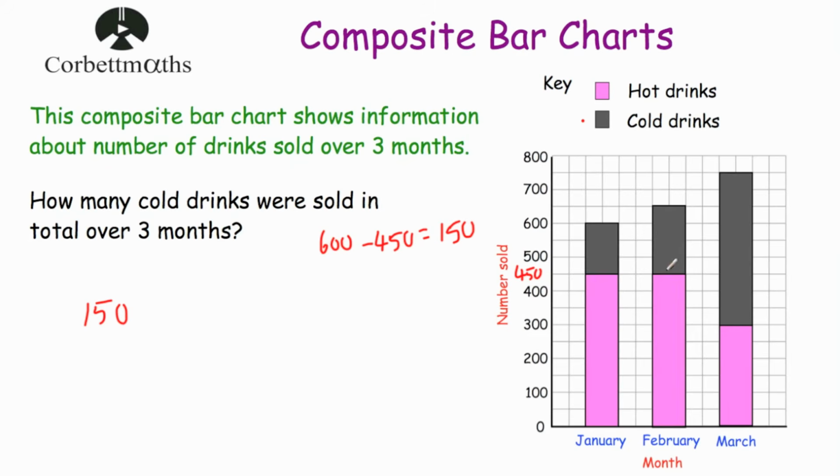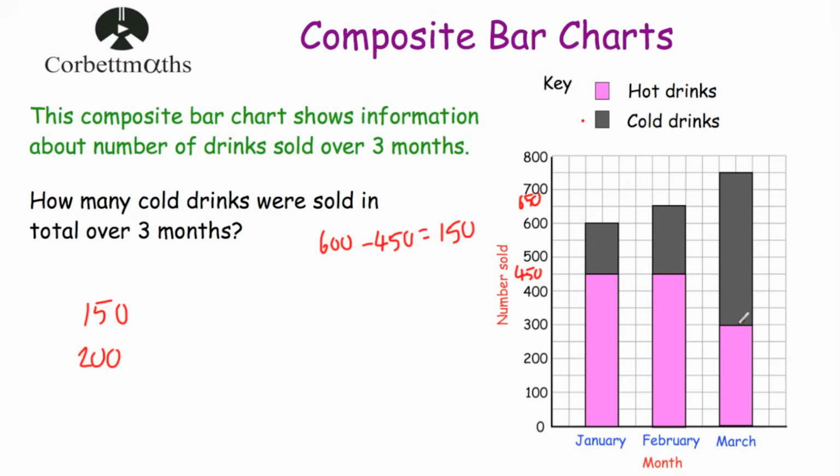Next, February. Well, the drinks go from 450 again, but this time they go up to 650. So that means if we take away the 450 from the 650, we'll see how many cold drinks were sold in February, and that's 200. So there were 200 cold drinks sold in February.